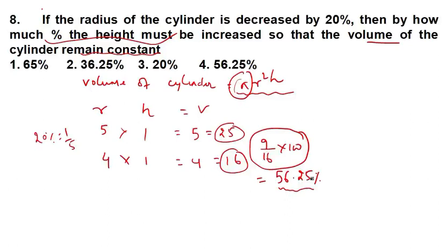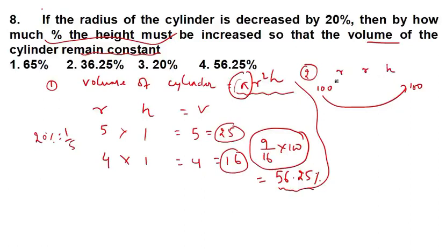If you do this with another method, then how will it come? This is method 1 and now method 2. Look, before volume was 100, and you want volume to be 100 only. Volume has to be constant. But what happened in between? I'll write radius 2 times because it is r square h. Radius, then height. Now radius got decreased by 20%.